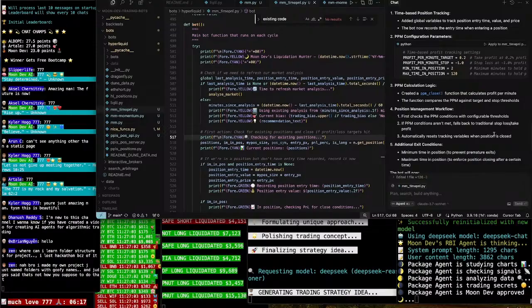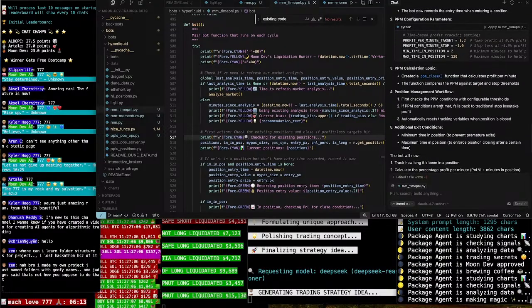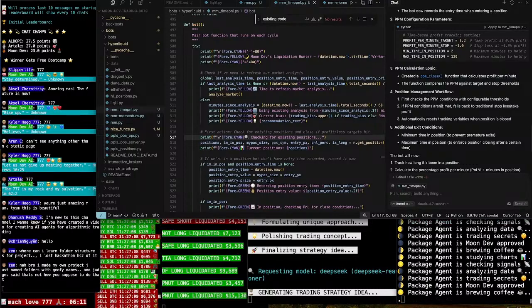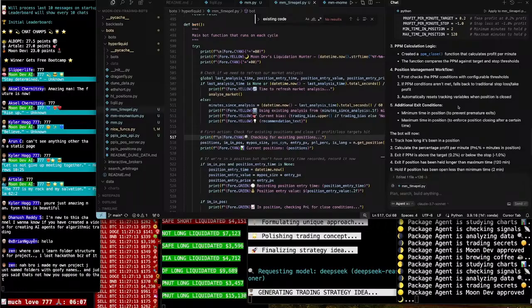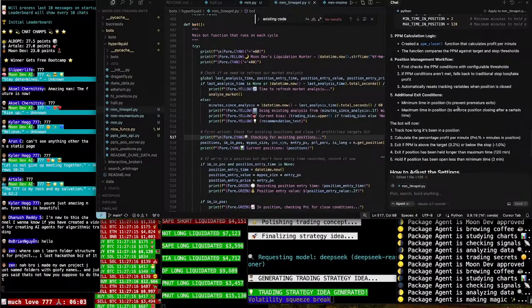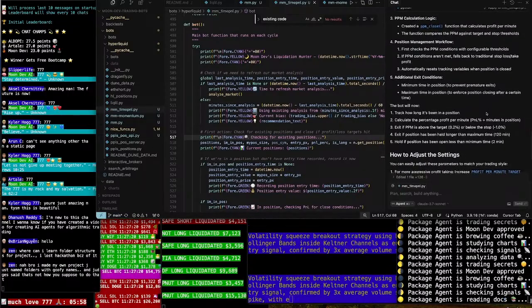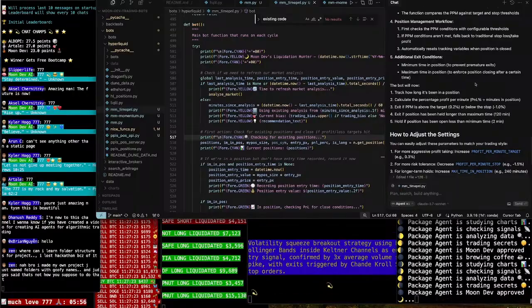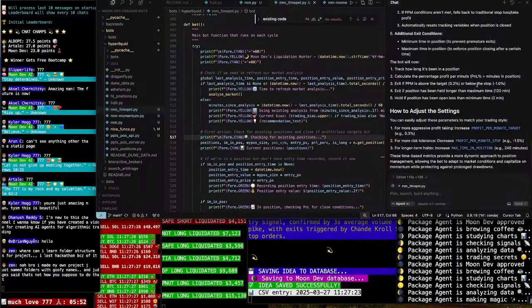The function compares the PPM against the target and stop thresholds. Position management workflow first checks the PPM conditions with configurable thresholds. If PPM conditions aren't met, it falls back to traditional stop loss, take profit, and automatically resets tracking variables when the position is closed. Minimum time in position to prevent premature exits. Maximum time.